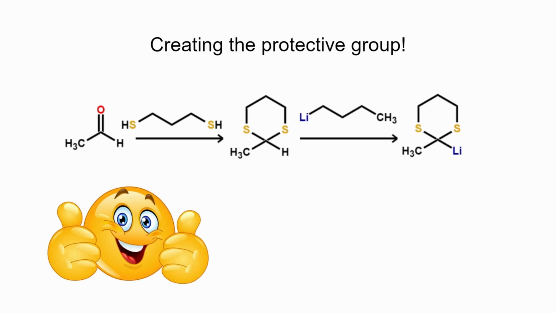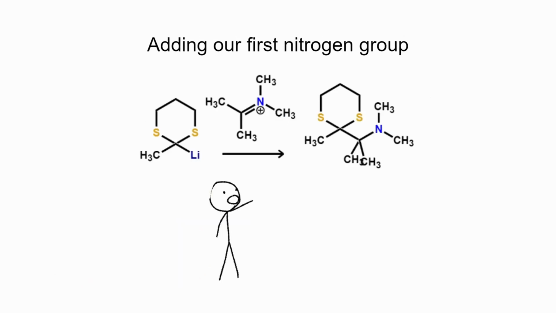Now that you've unpaused the video, create the protective group. This is the first step in our synthesis. We want to react an aldehyde with a 1,3-propanedithiol in acidic conditions to create the 1,3-dithiane. Then, we'll react that with butyl lithium for the reactive species. In the next step, to add our first nitrogen group, we'll react that with the iminium ion.